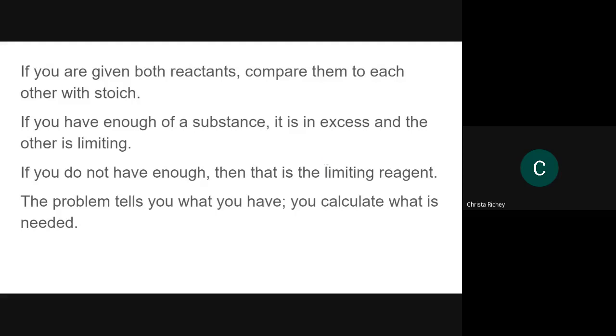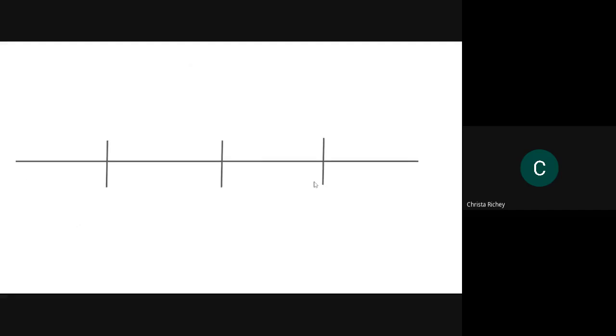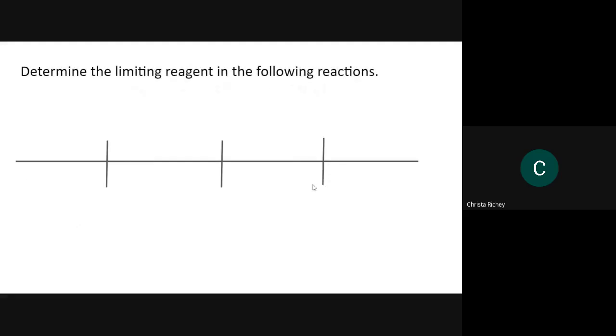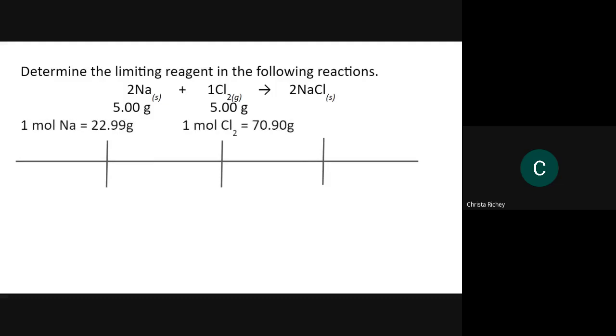Your question tells you how much of each reactant you have. Your answer tells you how much you need. You just have to figure out which is which. Right, so it's a three-step mass-mass. We have our equation and we have two starting substances. I'm just going to pick the sodium because it's on the left.